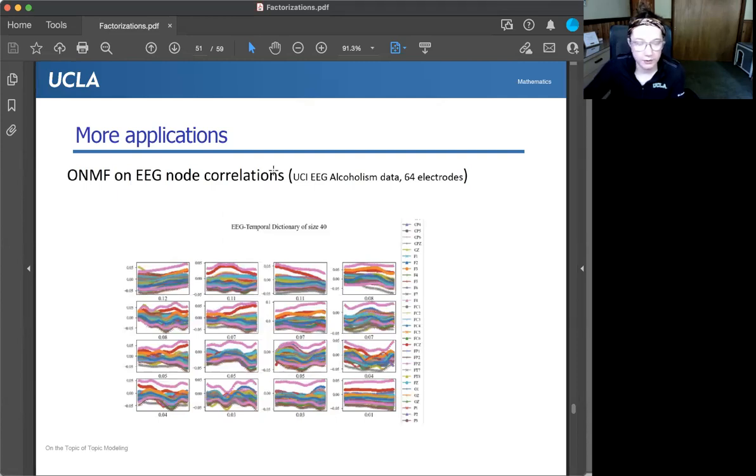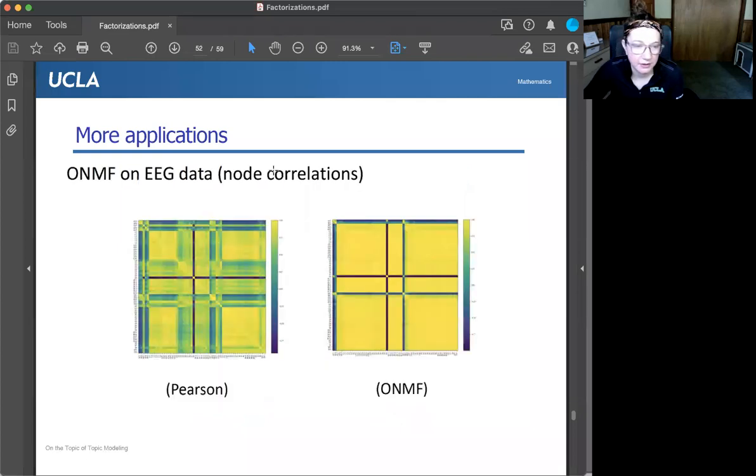Here we have also applied ONMF to EEG data. So this was a data set from UC Irvine. They have an EEG alcoholism data set where they tested patients that exhibited alcoholism and that did not. And the patients had 64 electrodes and they're measuring their EEG signal over time. And the goal of the data set was to be able to classify the different neurologic behavior between the two classes of patients.